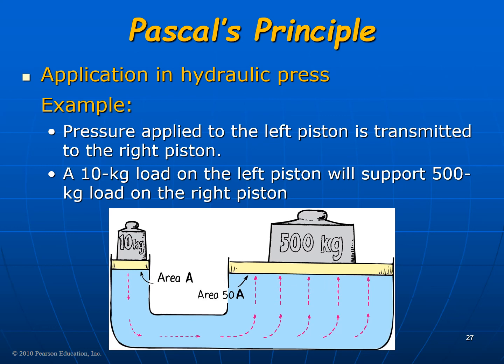The golden rule for this equation, for this example, is that F1 divided by A1 equals F2 divided by A2. This is Pascal's principle.